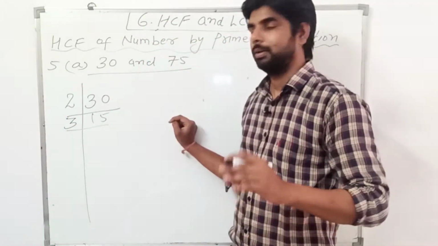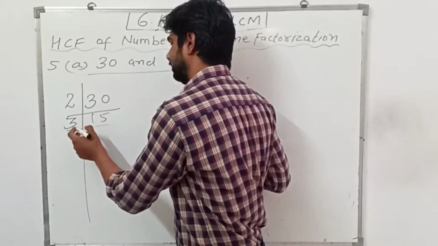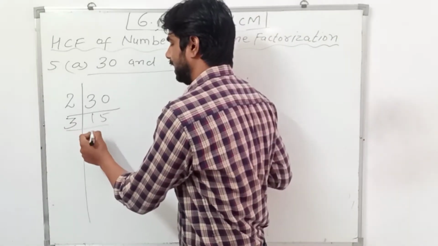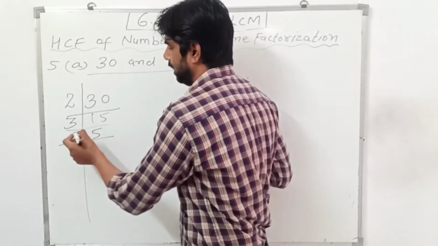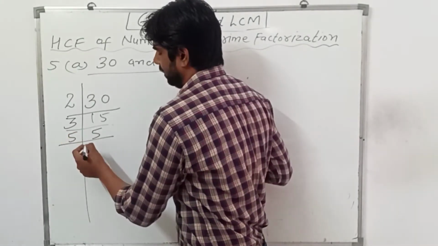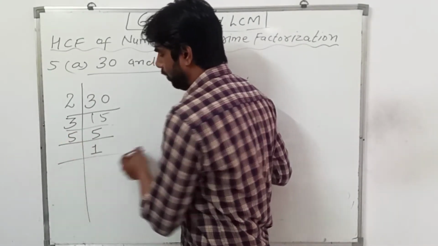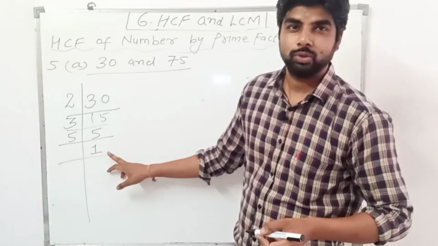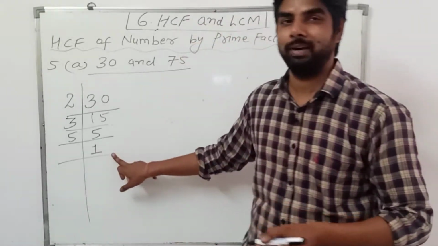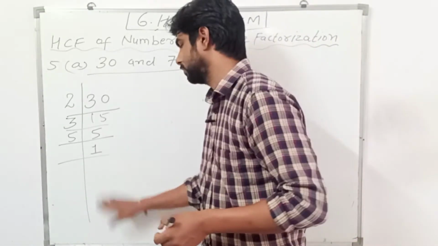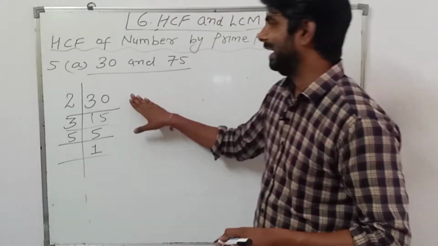because 3 is also a prime number. So if we divide 15 by 3, what will we get? 3 fives are 15. Now 5 ones are 5. Now what do we get? We get 1. So we will stop here because we get 1 as our quotient. So we have divided 30.